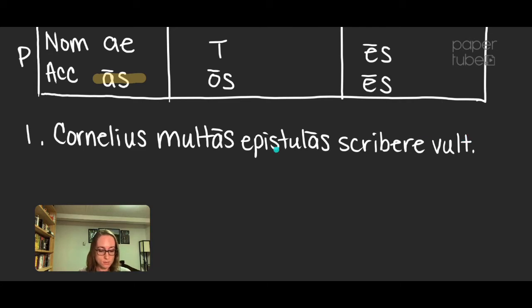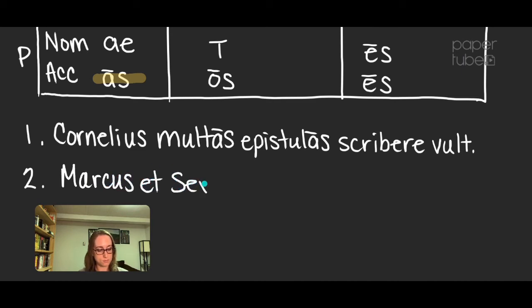Let's go on to number 2. Marcus and Sextus watch many slaves working in the fields. That's a heck of a lot of words. We can start with Marcus and Sextus. That's our subject. Marcus et Sextus. What do I do next? Watch many slaves working. Okay, in the story it tells you that working is laborantes, so we're just going to remember that and keep that in our head.